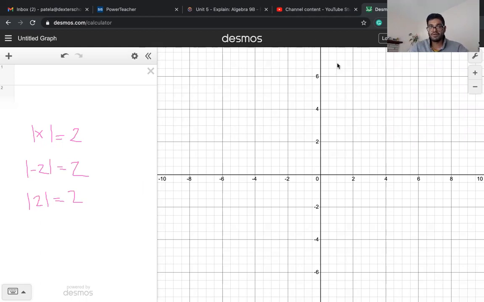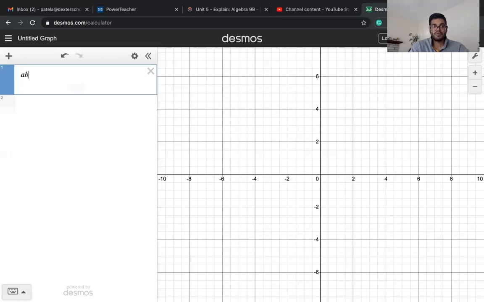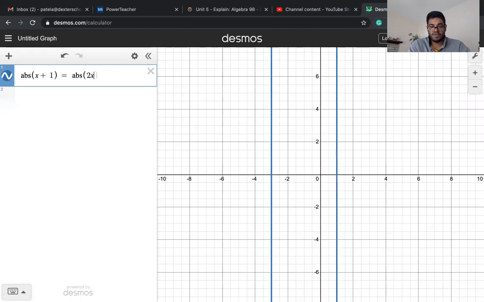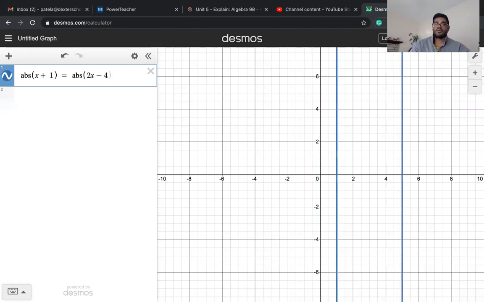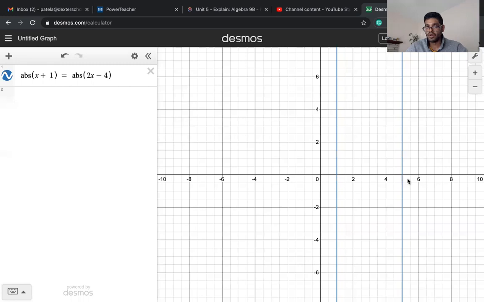So the same thing's going to happen here. I can set this up. I have absolute value; ABS is absolute value on Desmos. And the equation is the absolute value of x plus 1 equals the absolute value of 2x minus 4. And again, we have two solutions. That makes sense because when we have that V, we have that left-hand side and that right-hand side, and these two solutions. And the x values are going to be 1 and 5.